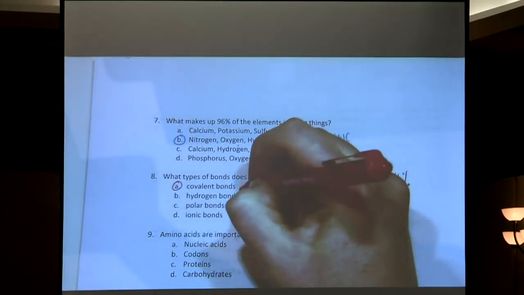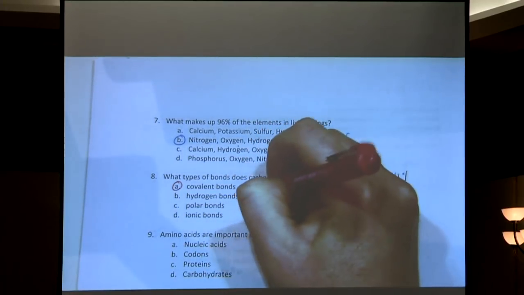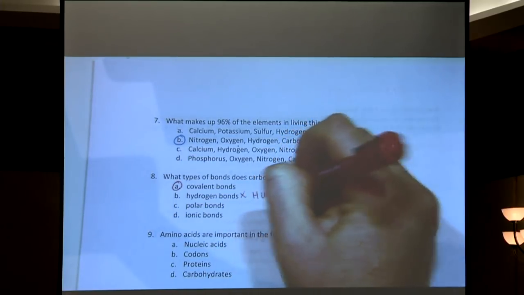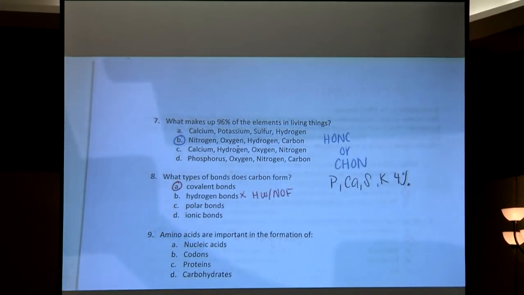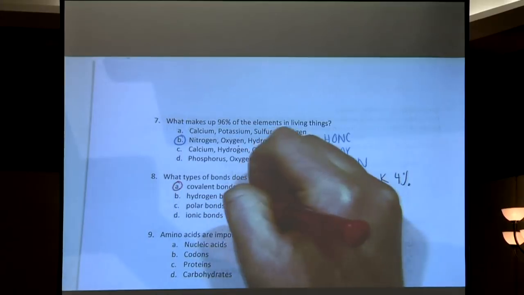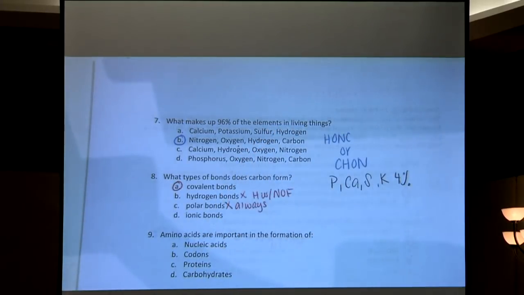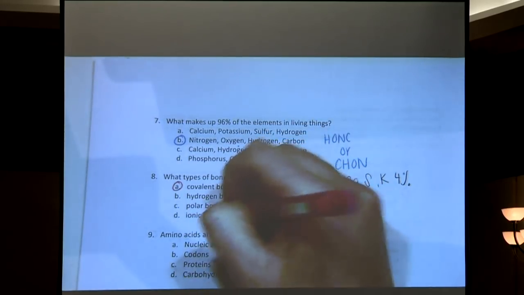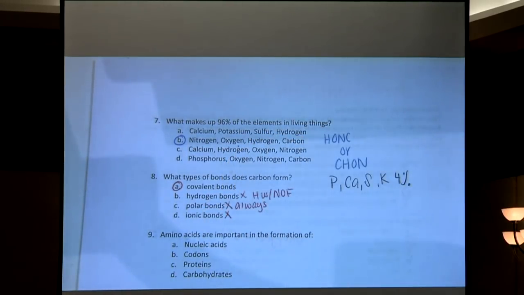Again, this would be no, because it has to be hydrogen with nitrogen, oxygen, and fluorine. Polar bonds are just another type of covalent bonds, but that's not necessarily what carbon's always going to form. So this would not be always. And in the last case, ionic bonds would just be even more extreme versions of polar bonds, and carbon is not likely to form ionic bonds.